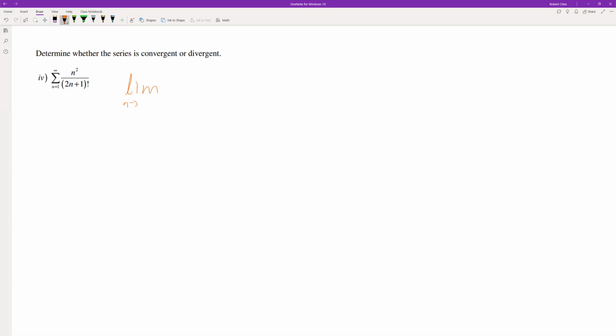All right. And be very careful when you're setting up the n plus 1 part, right? So (n plus 1) squared, and then in the denominator here, it's going to be a little different. So (2 times (n plus 1))! factorial, okay? And multiply by the reciprocal of the nth term, which is (2n plus 1)! over n squared.